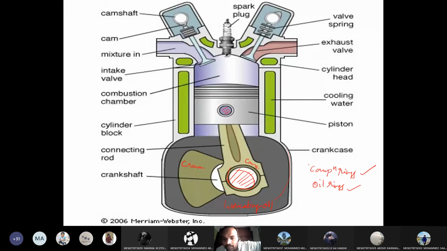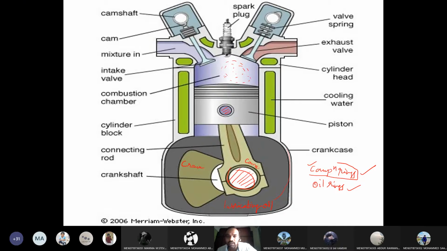The main purpose of the compression rings is to hold back the gases, because the pressure and temperature at the end of combustion are very high. These rings restrict the high-pressure, high-temperature gases from entering the crankcase. Oil rings, located at the bottom, do not allow oil to enter the combustion chamber.